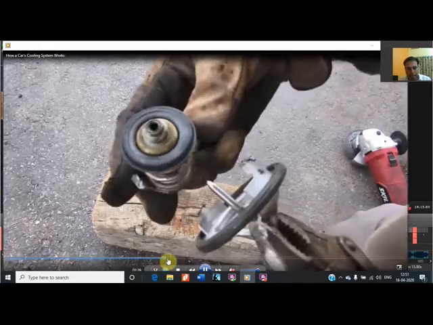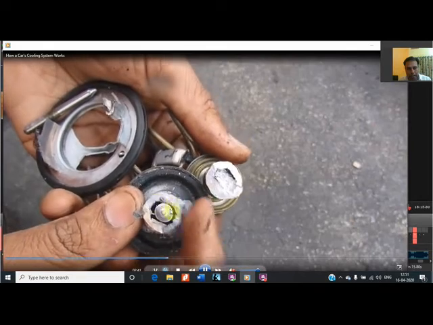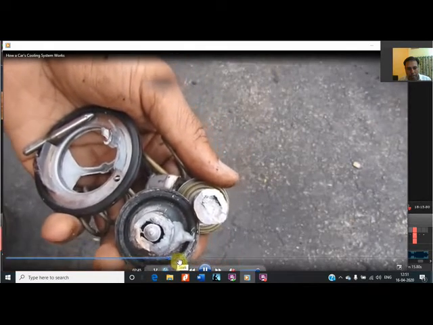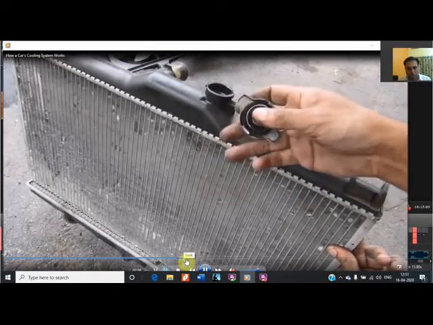Now he will cut it. By cutting, he sees that the wax is inside it. It melts, and by melting of this wax, the valve gets operated.